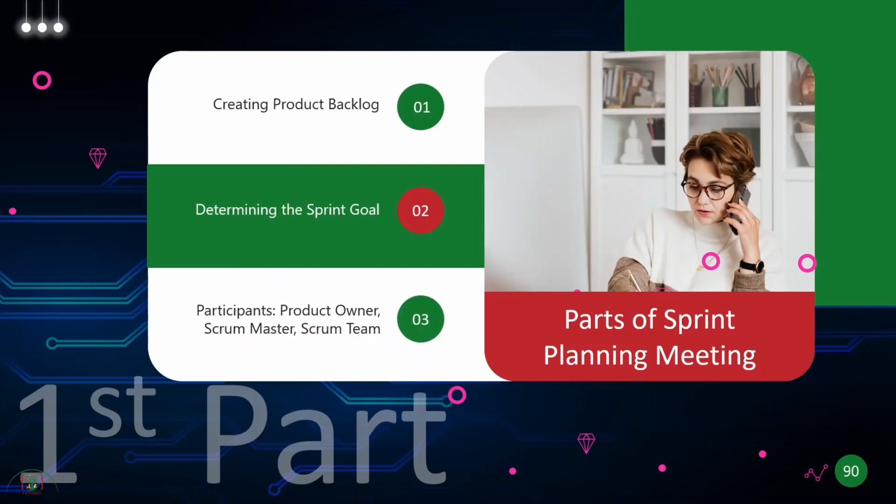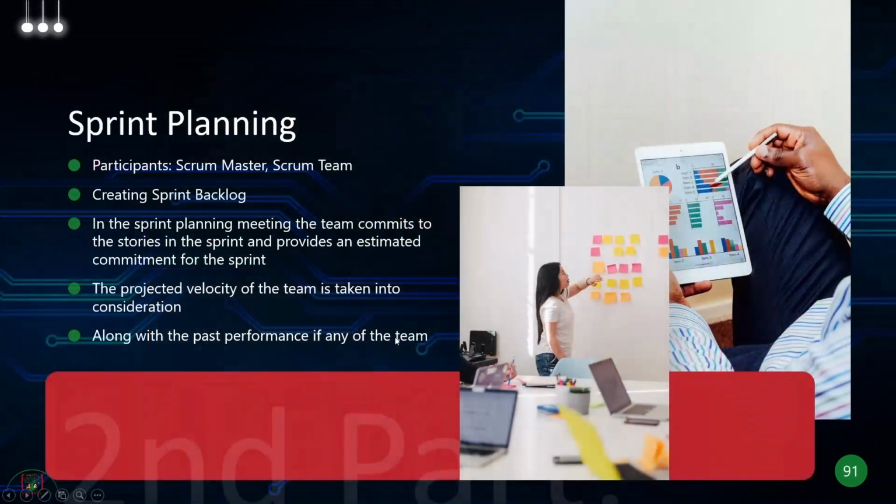Alright. So what are the parts of the sprint planning meeting? Right? So you come in with the product backlog. You have to determine the sprint goal. And who are the participants? Product owner, the Scrum Master, and the Scrum team. So the main goal of the sprint planning is to create the sprint backlog, right?